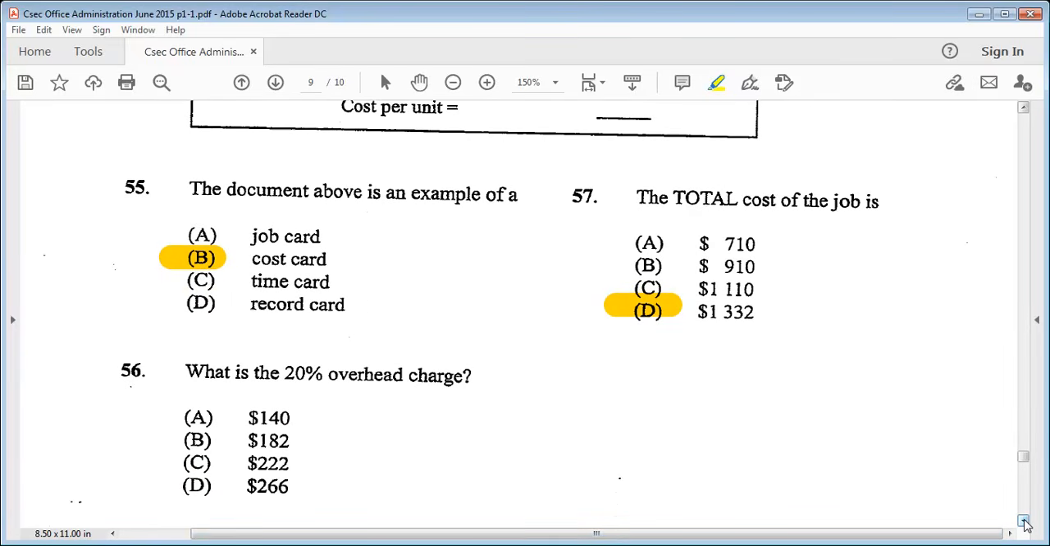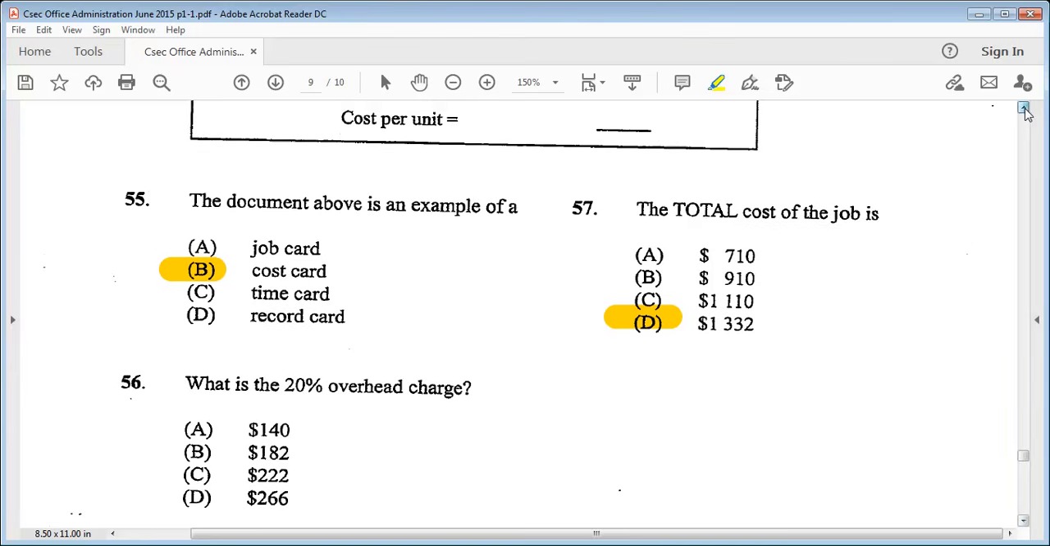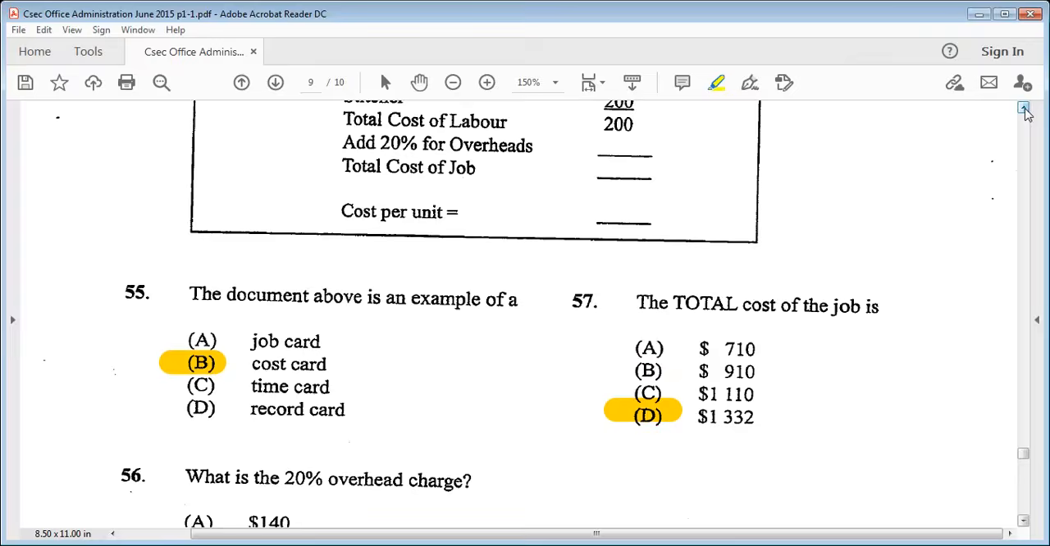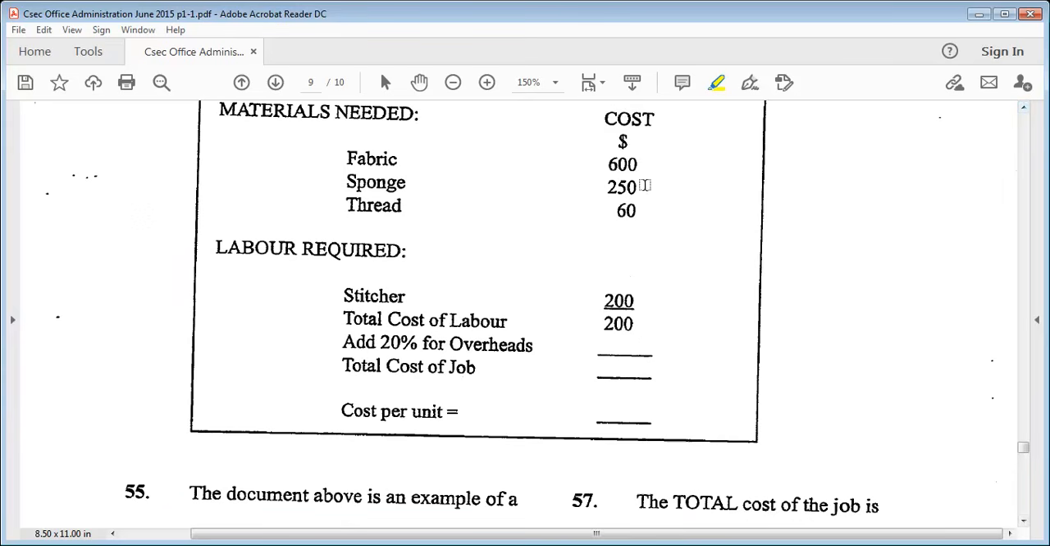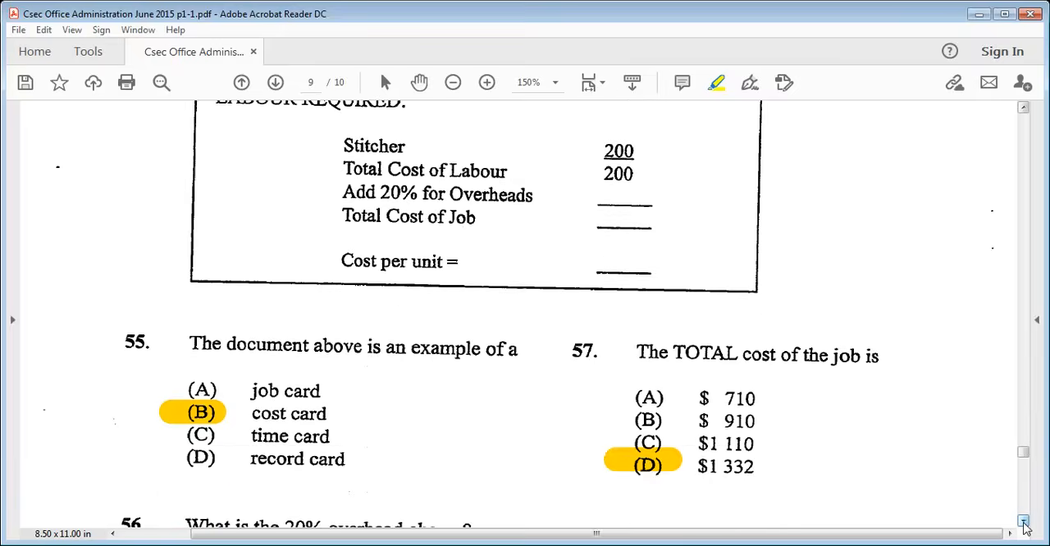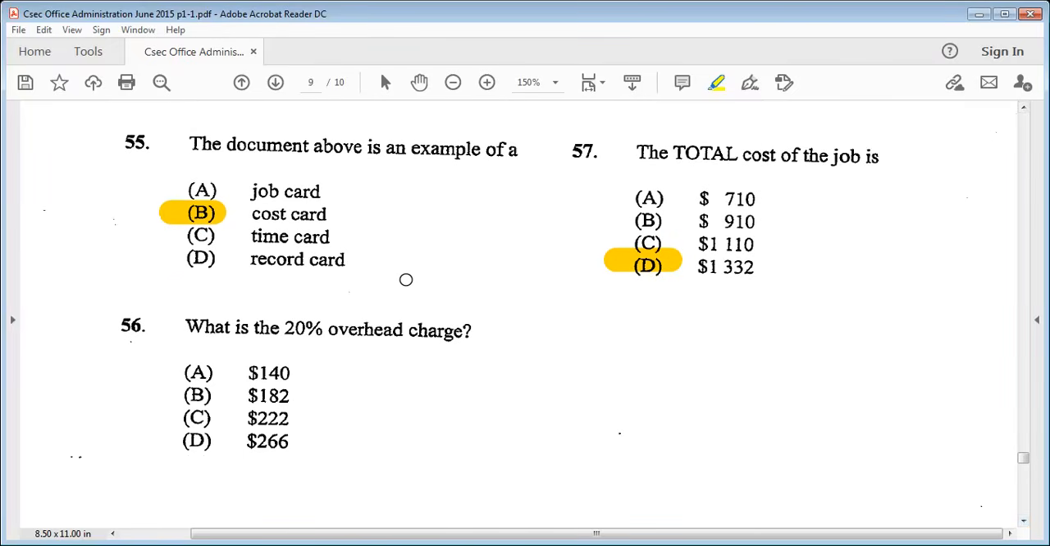What is the 20% overhead charge? So what we would have to do, first we have to find out in total how much it costs. So we'd have to add 600 plus 250 plus 60 plus 200. When we add all of that, we get $1,110. Now we have to find 20% of $1,110, and we get $222. So our answer is C.